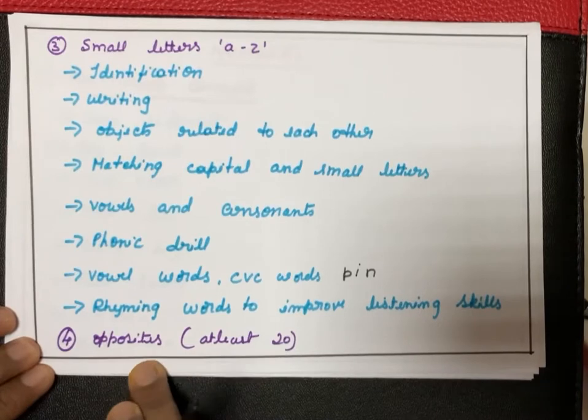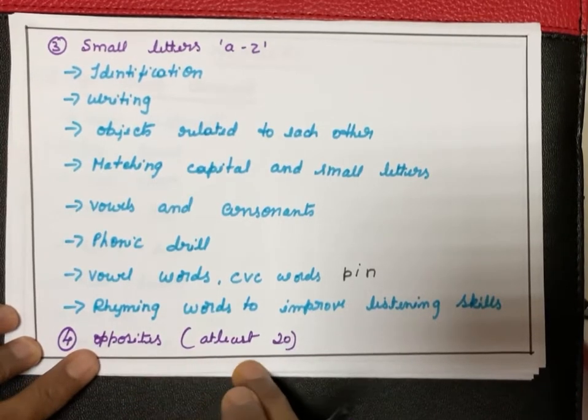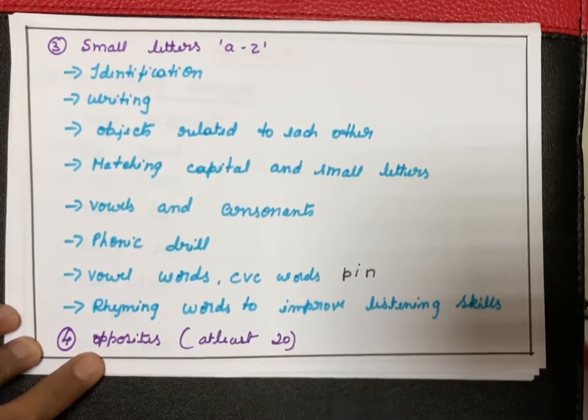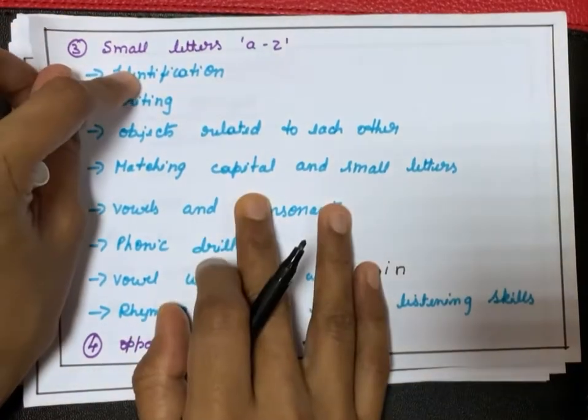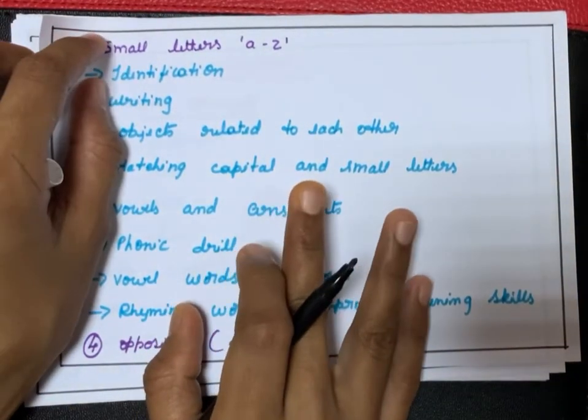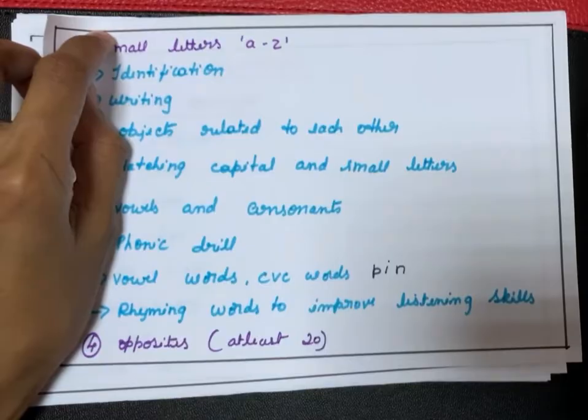Then next comes the opposites. You have to teach your kids at least 20 opposites. So this is all about the English syllabus. Now let's move on to the math syllabus.